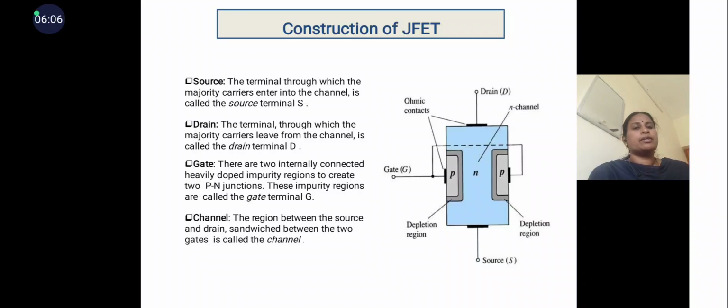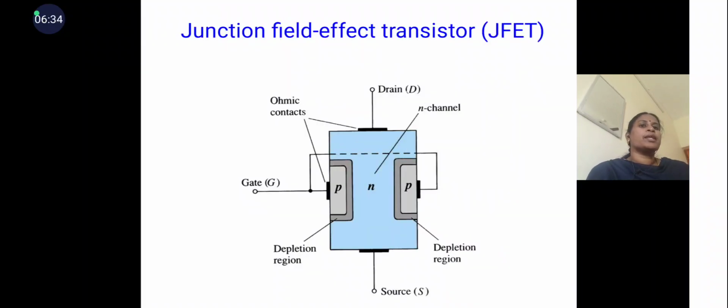And gate: there are two internally connected heavily doped impurity regions to create PN junctions. These impurity regions are called the gate terminal G. So these are the three terminals available in the junction field effect transistor. Then what is the channel? The region between the source and drain sandwiched between the two gates is called the channel. Depending upon this channel, the junction field effect transistor can be classified into two categories, that is, N-channel JFET and P-channel JFET.